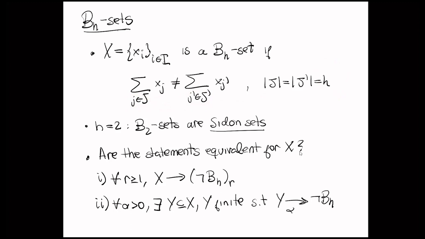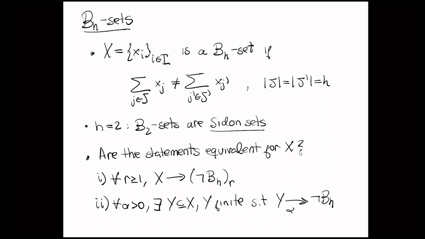And for true sets, this has a different name, that is Sidon sets. Okay. You can ask the same question, right? So I will be a little bit more brief here because it's the same question. So you can ask, for some x, are these two statements equivalent?